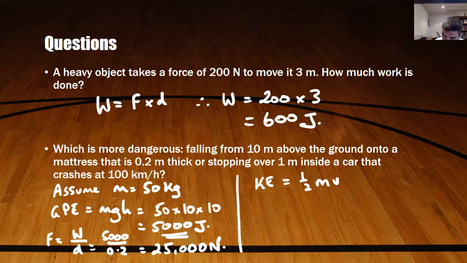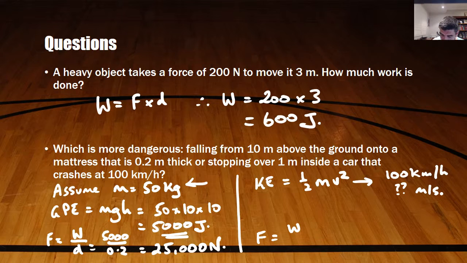In the second situation, if you are in the car, you can calculate the kinetic energy, because kinetic energy is equal to 1/2 mv squared. But don't forget, you're going to have to convert your velocity from 100 kilometers per hour into a number of meters per second. Then we're going to square that number, multiply it by our assumed mass of 50 kilograms, and multiply it by 1/2, and then divide it by 1, because once again the force will be equal to the work done, or the kinetic energy, divided by the distance, which in this case is going to be 1 meter. Have a go at that, and I'll tell you the answer when you ask me the question.